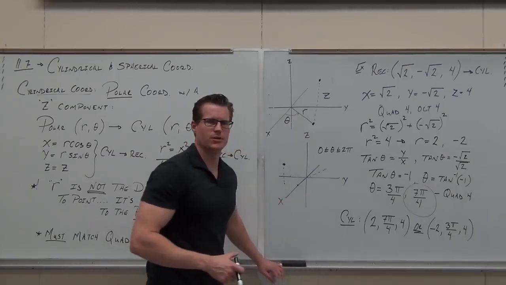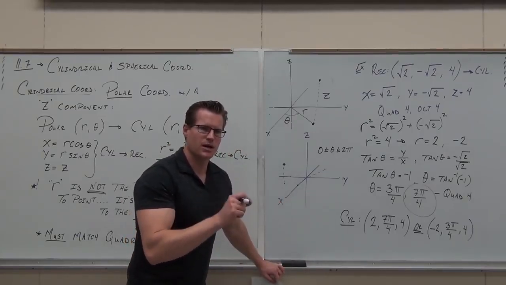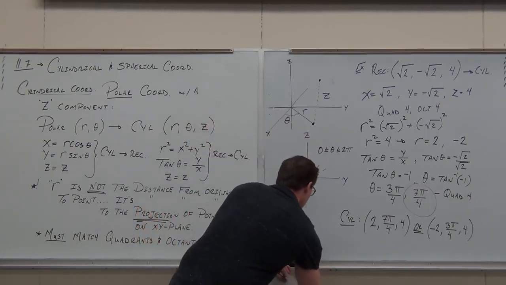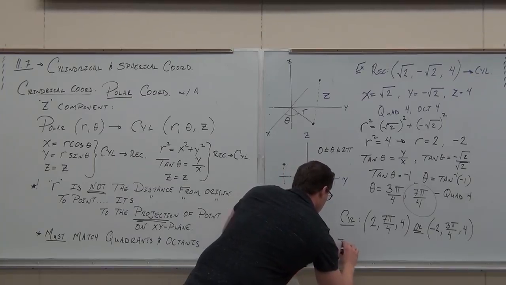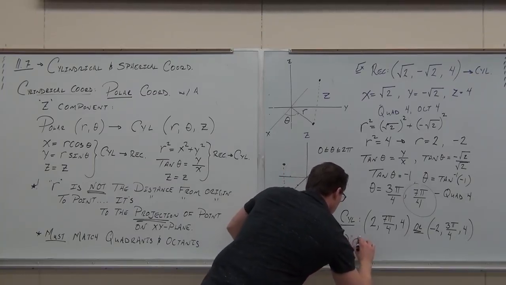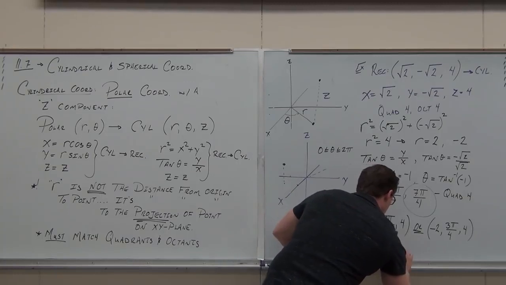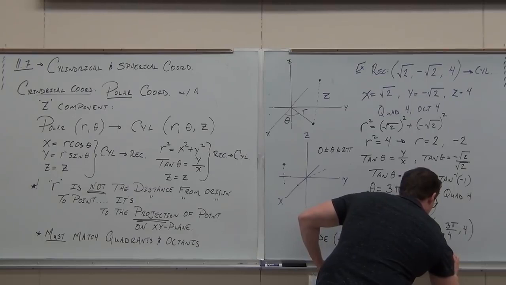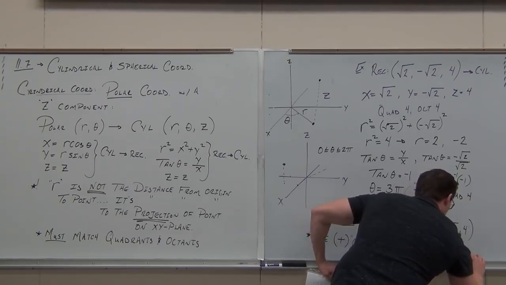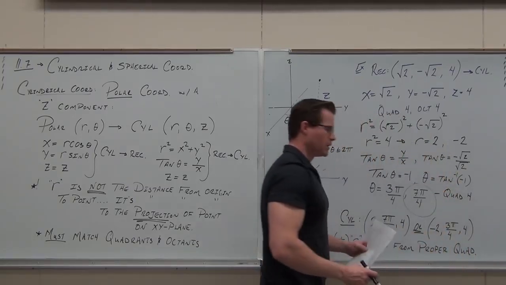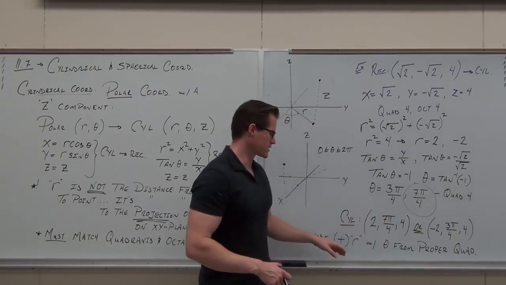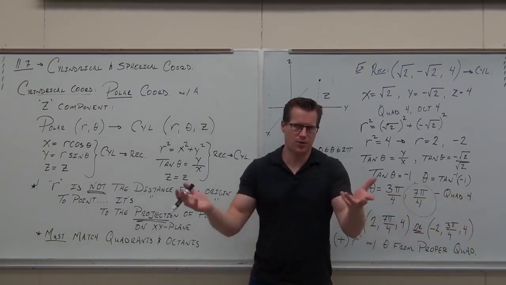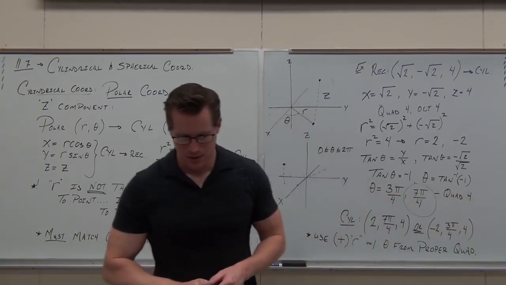I'll put your huge note down there for this one. Use the positive radius with the theta that is in the proper quadrant. Obviously the corollary is use the negative radius with a theta from the other quadrant, the non-proper quadrant, and it works out for you.